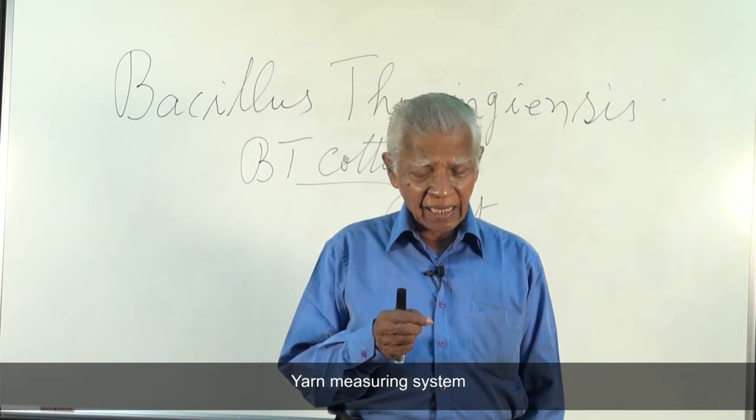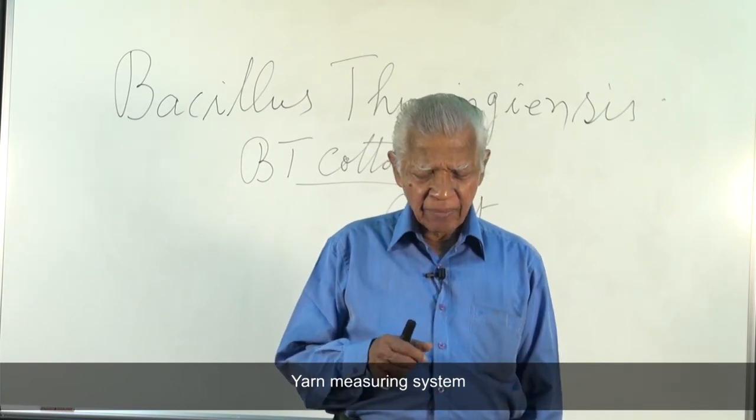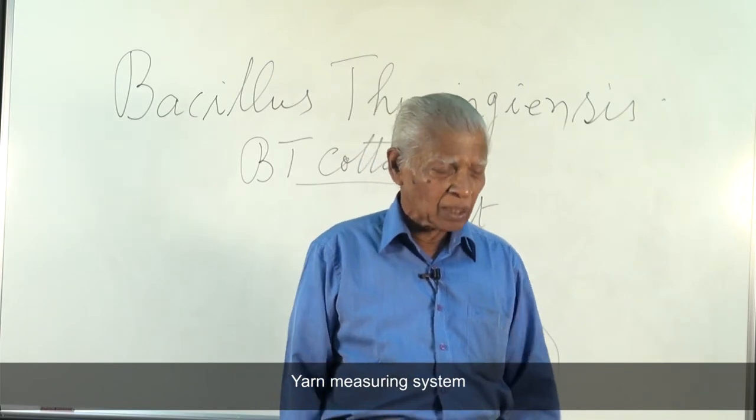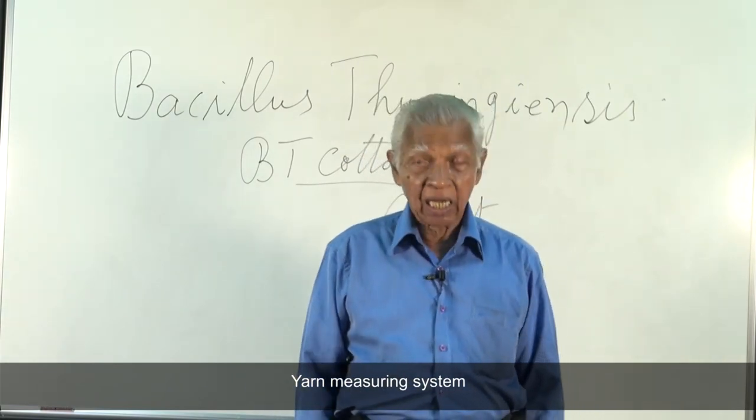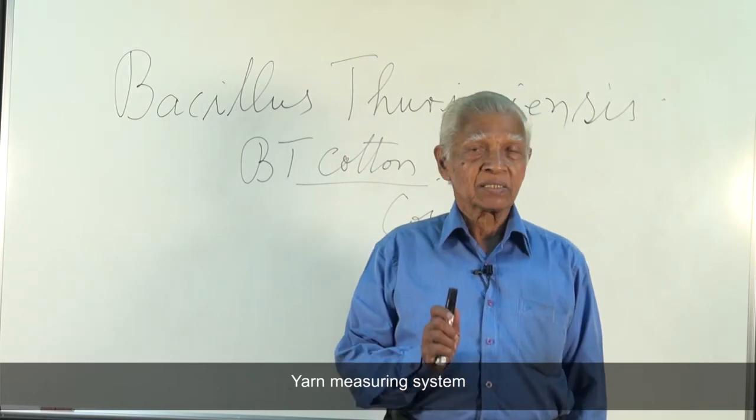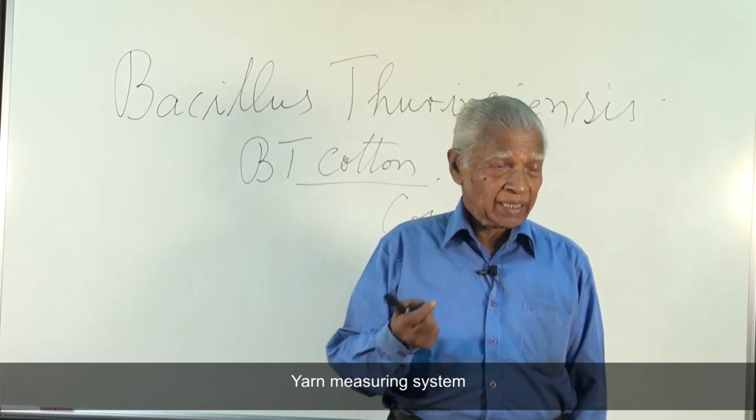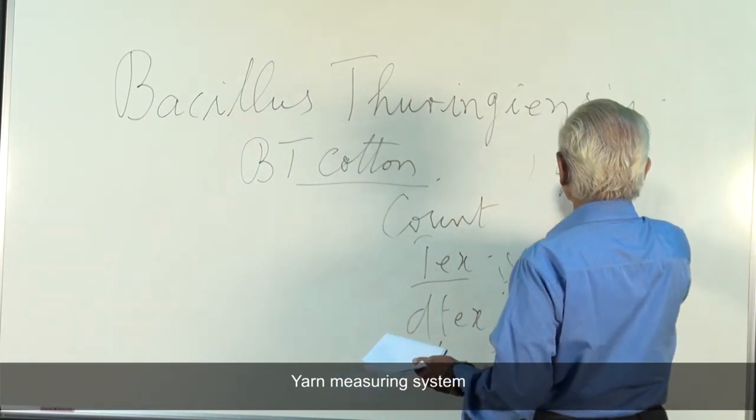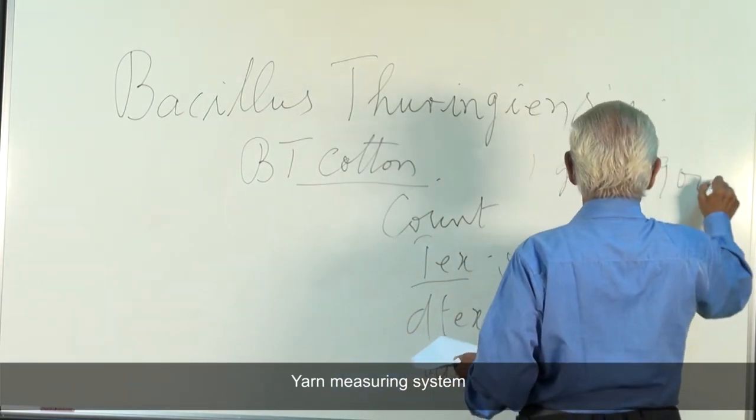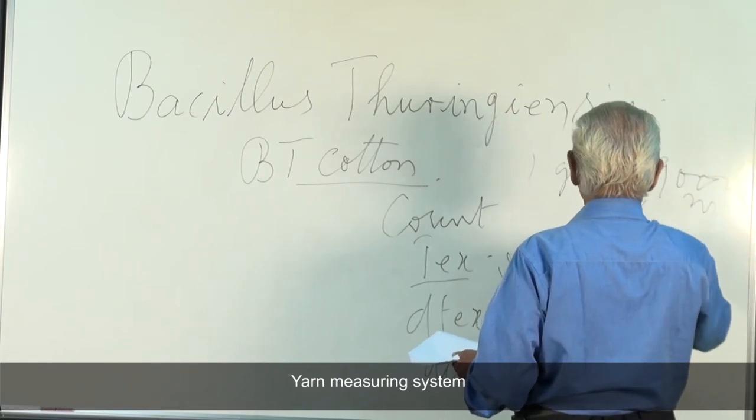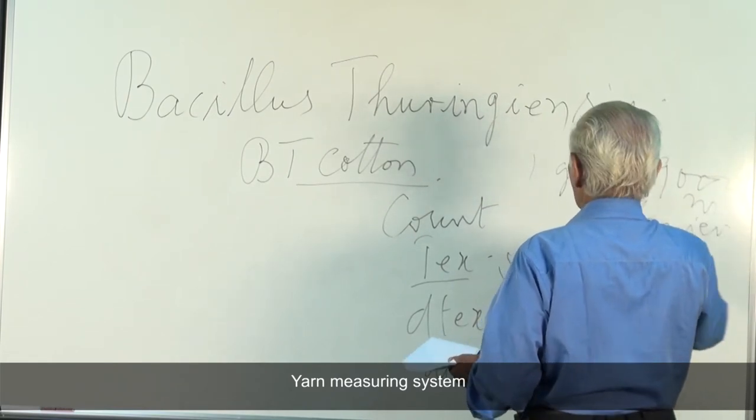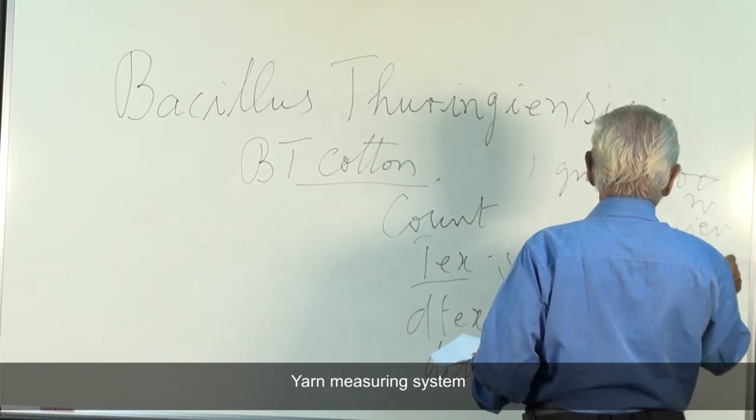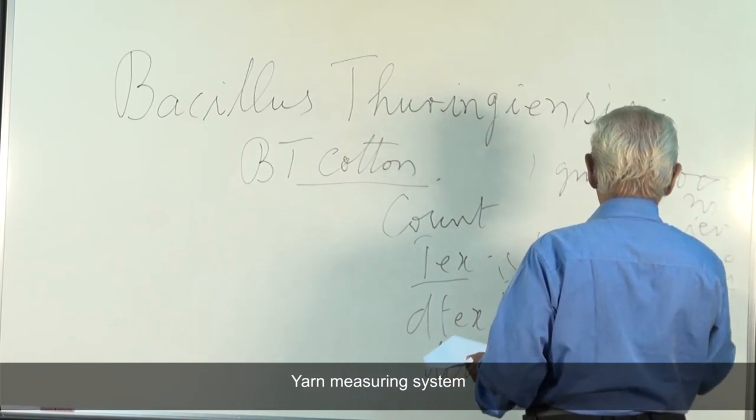If 1 gram is contained in 1 kilometer of yarn, that is 1000 meters of the yarn, it is called 1 tex. And 1 gram in 9000 meters is called denier. And 1 gram in 10,000 meters is called decitex.